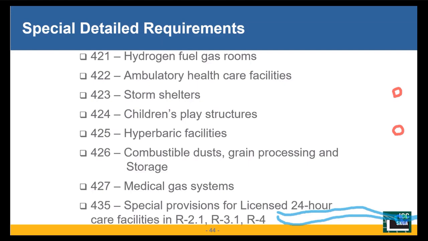Hyperbaric facilities, these are facilities for medical treatment where gaseous pressure greater than normal is utilized. They administer oxygen, and there are special requirements for those facilities to minimize the hazard of explosion and electricity.